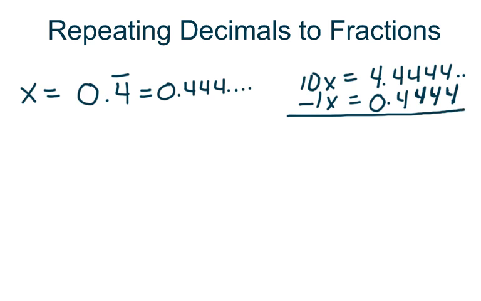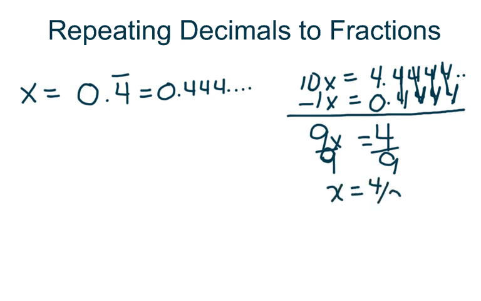So we're going to perform that operation, and we have 4 minus 4 is 0, 4 minus 4 is 0, 4 minus 4 is 0, 4 minus 4, also 0. So these cancel out. And now we have 4 minus 0, which is a 4. And we have 10 minus the 1. 10 minus 1 is 9. So we have 9x. Solving that, divide both sides by 9. So our fraction value is 4/9. 4/9 is the exact same thing as 0.4 repeating.